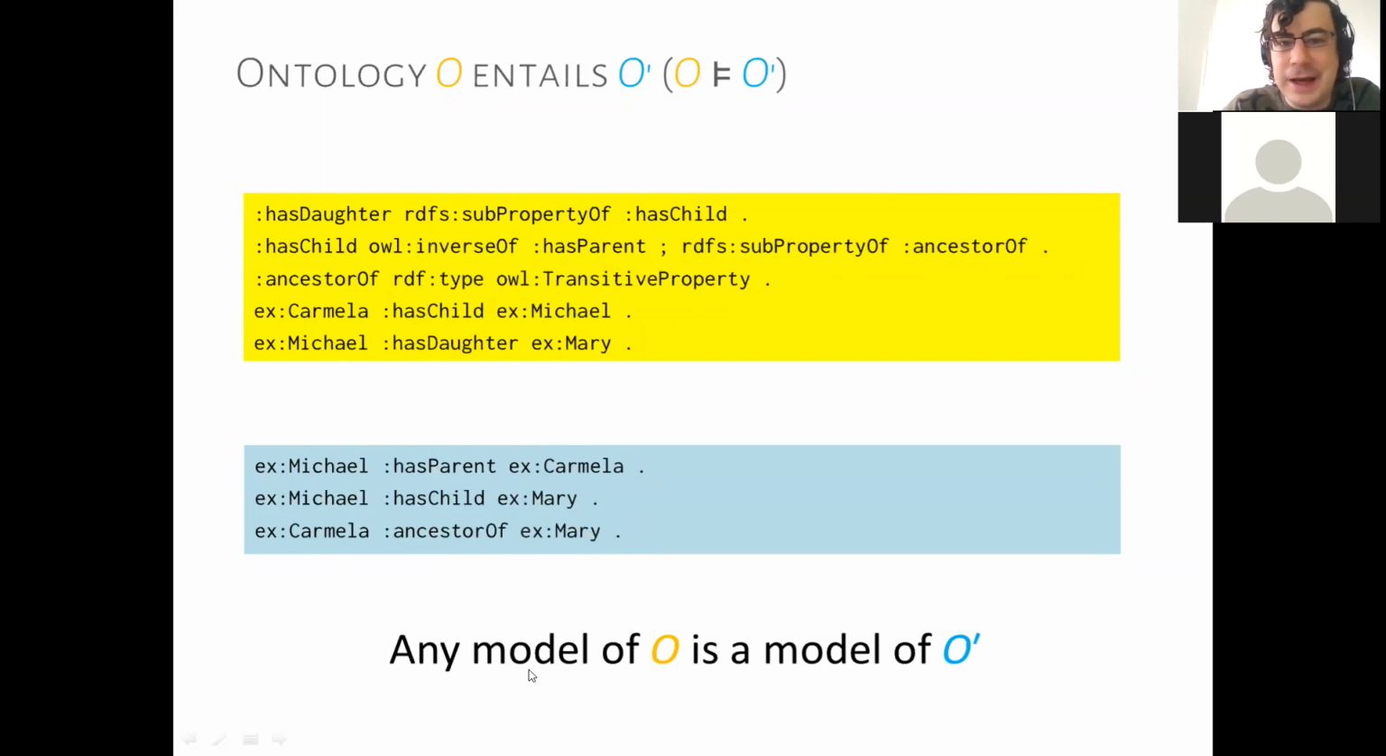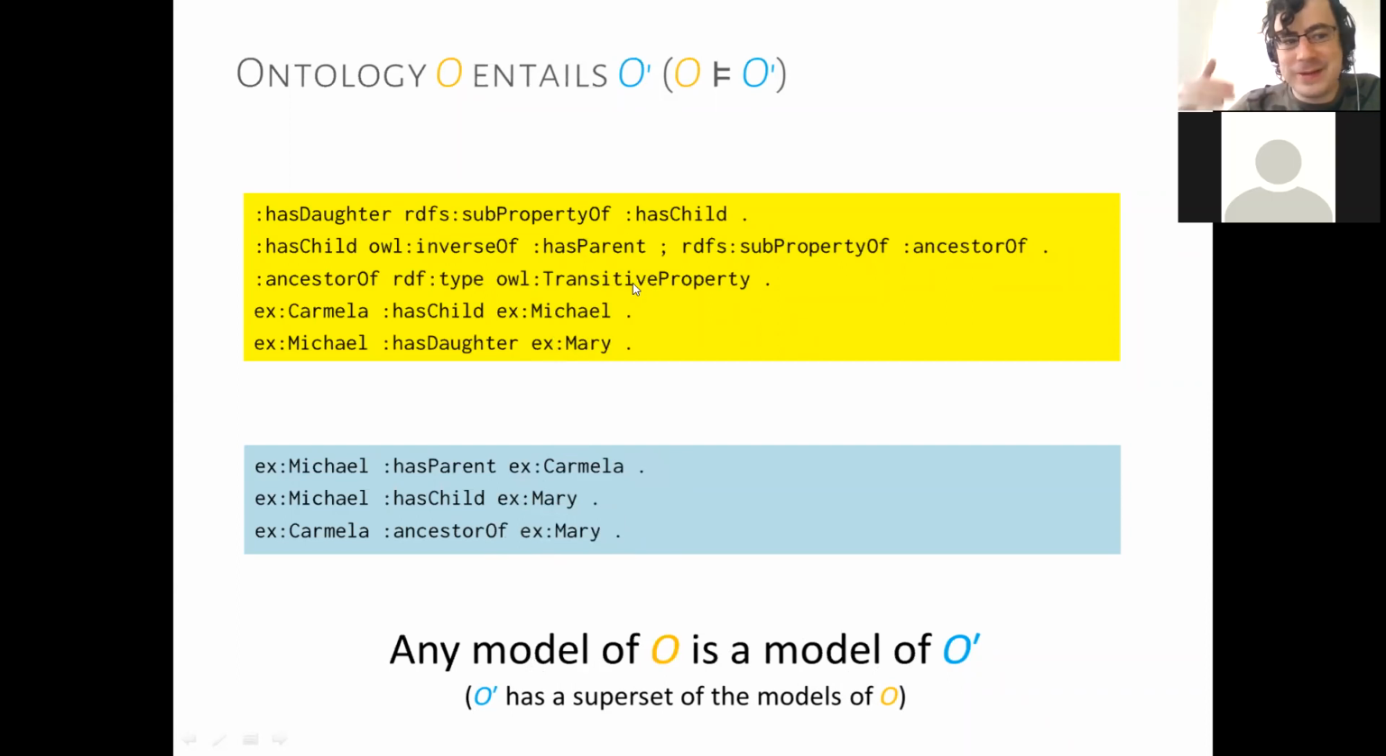How we define this now, in terms of all that we've seen, is we say that any model of this ontology O is also a model of this ontology O prime. So if any model of O is a model of O prime, what it says is that the set of models of O prime is a superset of the models of O. So the models of the entailed ontology is a superset of the models of O.